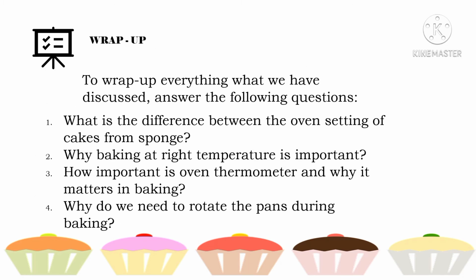Thank you for answering the question. To wrap up our lesson for today, you will be going to discuss and answer the following questions on your paper. Number 1. What is the difference between the oven setting of cakes from sponge? Number 2. Why is baking at the right temperature important? Number 3. How important is an oven thermometer and why does it matter in baking? Number 4. Why do we need to rotate the pans during baking?